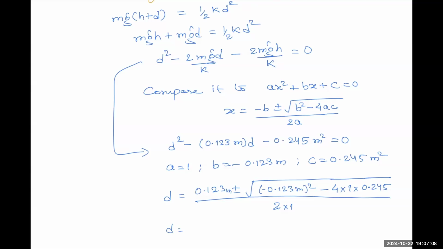Square minus 4 times 0.245, and then something is wrong here. C is a negative value, sorry. This is negative, this is negative. Right, so that will be positive. So okay.